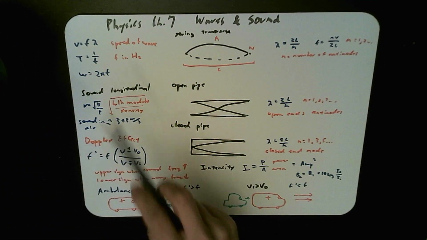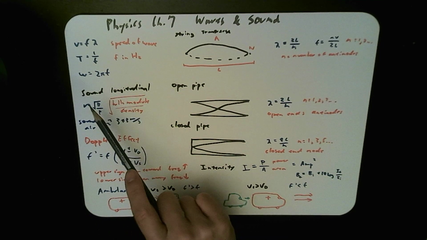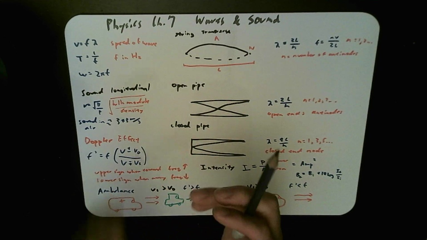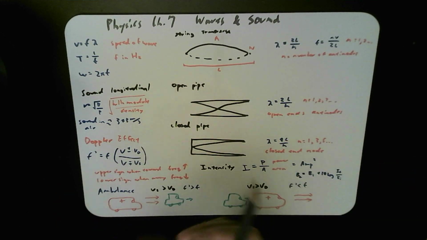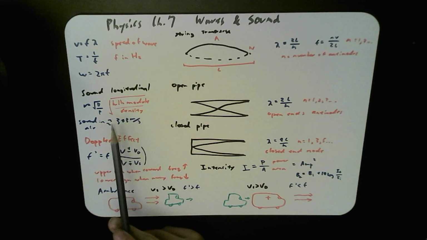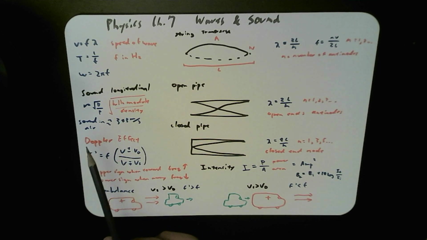Next is sound. Sound is a longitudinal wave. There are two types of wave: a longitudinal wave and a transverse wave. Sound is a longitudinal wave because it's compressing air from one place to another, and you can determine the velocity by its bulk modulus divided by density, rho, and taking the square root. Now, the speed of sound in air is about 343 meters per second.